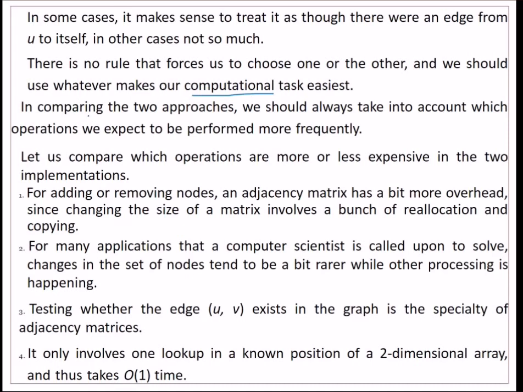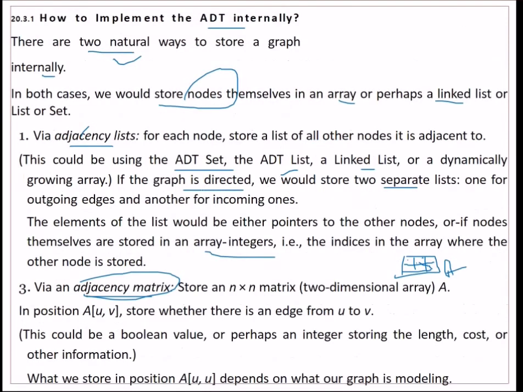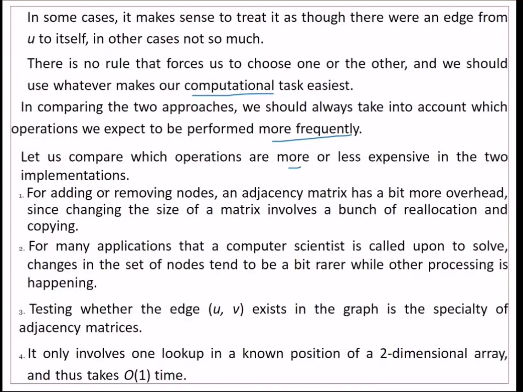Now, if we were to compare the two approaches, we should always take into account which operations we expect to be performed more frequently. This is very important. Let us compare the operations that are more or less expensive in these two types of implementation, namely adjacency list and adjacency matrix. For adding and removing nodes, an adjacency matrix has a bit more overhead. Why? Because changing the size of the matrix involves a bunch of reallocation and copying. In this second one we are talking.